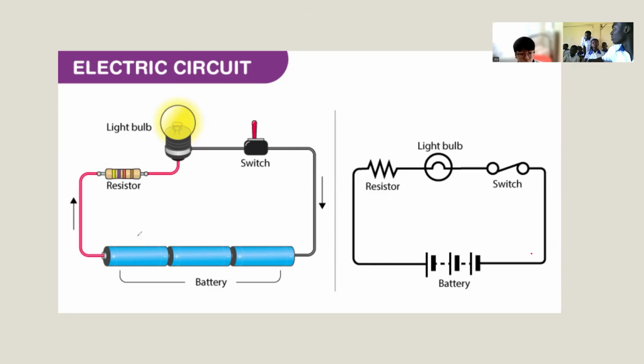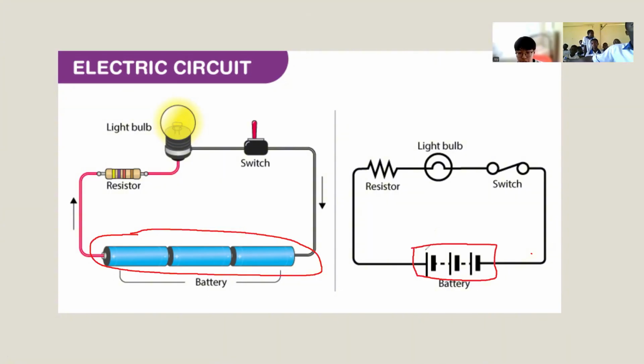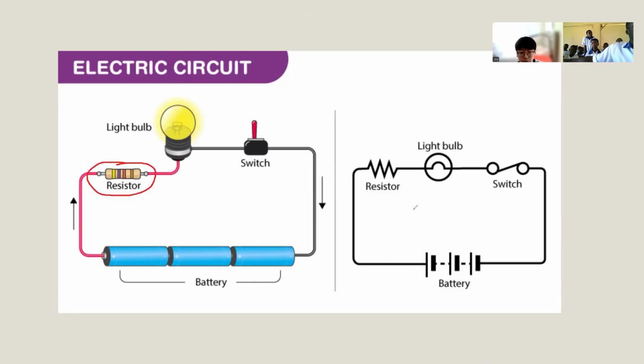So here we have 3 batteries. How do you show that in the circuit symbol? We have this. This shows 3 cells, 3 battery. The battery of 3 cells. Okay, and we have the resistor over here. And it is shown like this in the diagram. Resistor is a zigzag, this spiky part. Okay. And then we have the light bulb here in the middle. And the light bulb is represented like this in the diagram.